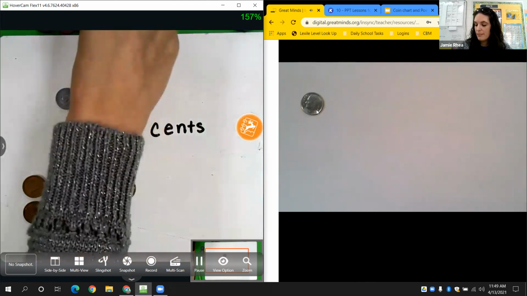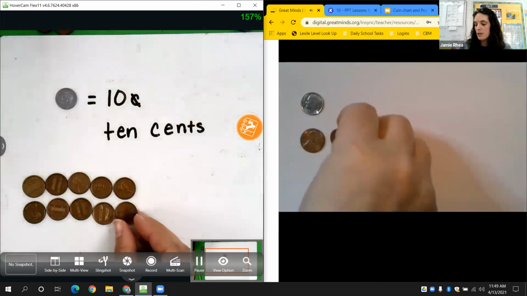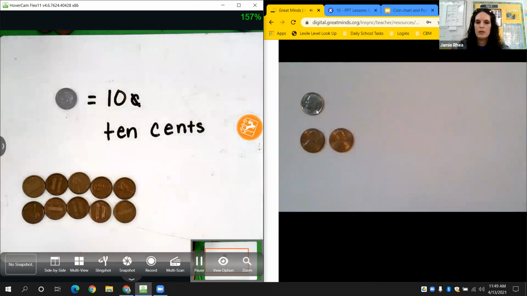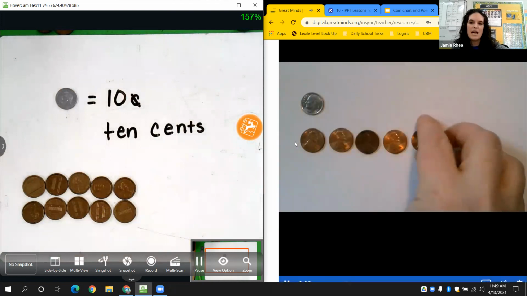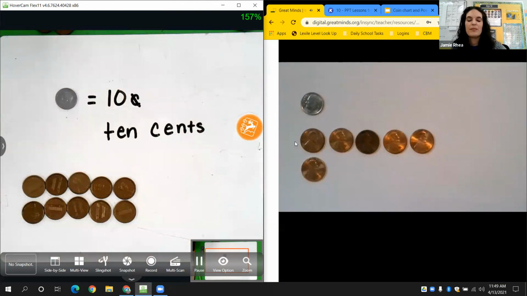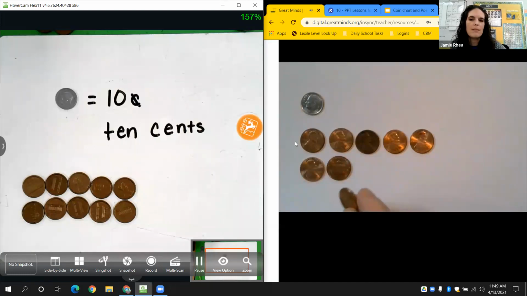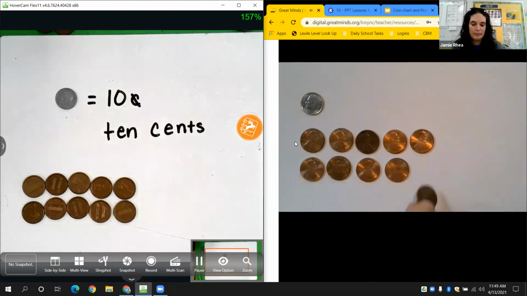Count the pennies out loud as I lay them in 5 groups. 1, 1 penny, 2, 2 pennies, 3, 3 pennies, 4, 4 pennies, 5, 5 pennies, 6, 6 pennies, 7, 7 pennies, 8, 8 pennies, 9, 9 pennies, 10. 10 pennies.